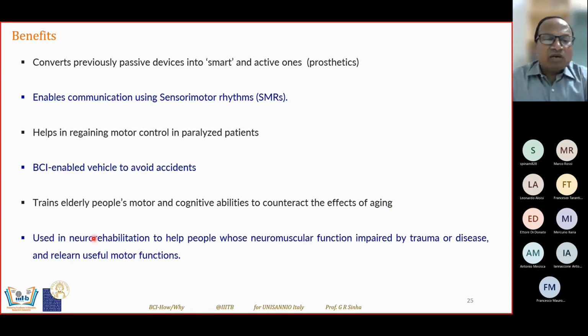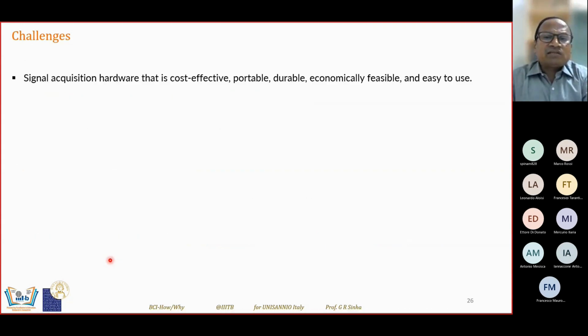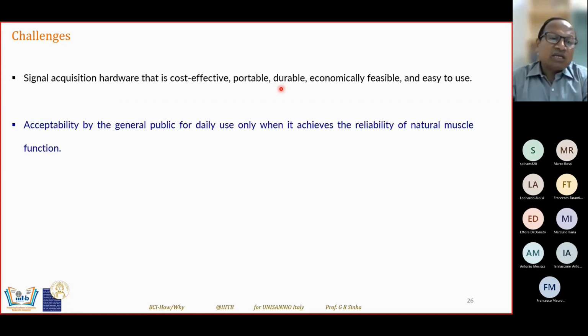It is used in neuro rehabilitation to help people whose neuromuscular function is impaired by trauma or disease to relearn useful motor functions. What are the challenges in this area? Signal acquisition hardware has to be cost effective, portable, durable, economically feasible, and easy to use. It has to be cost effective, but then only you can deploy it at large scale. It has to be portable, durable, economically feasible, and of course, easy to use.